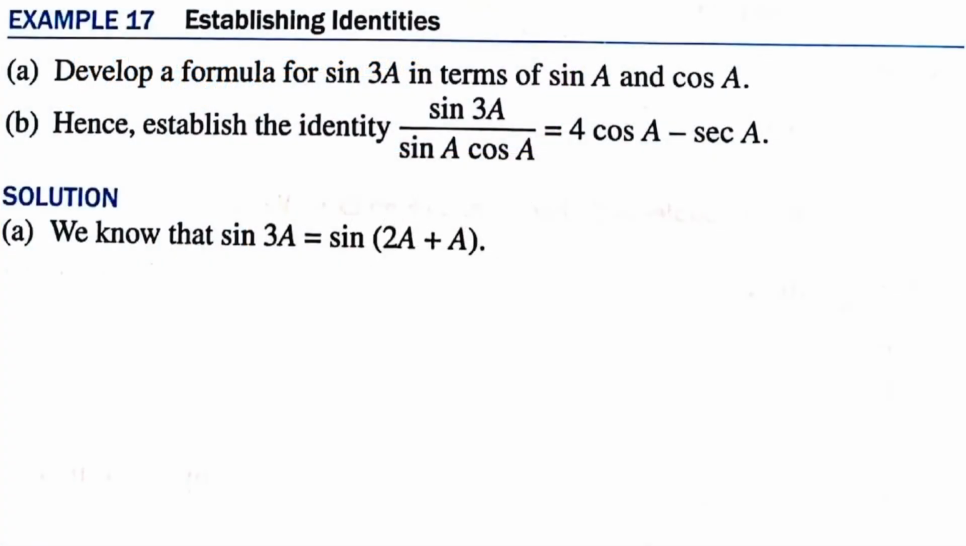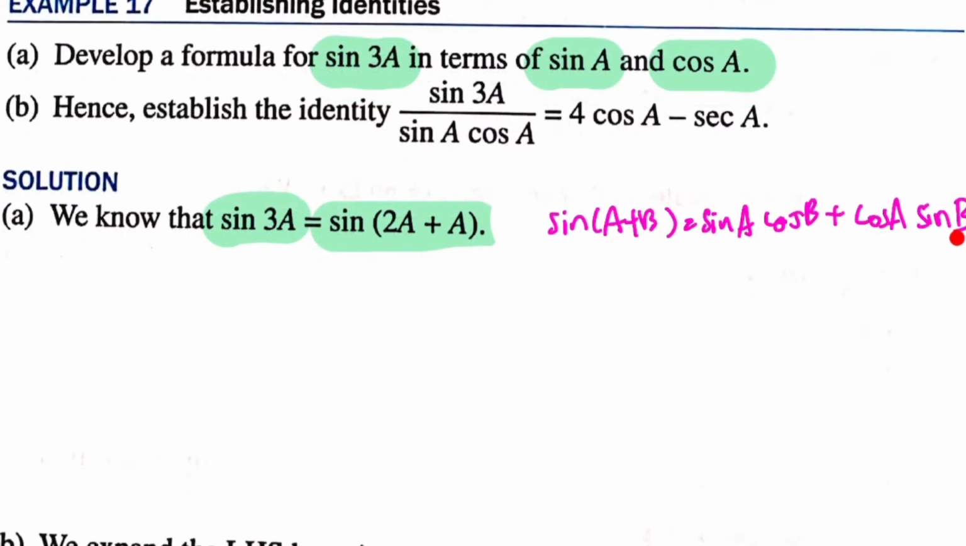Let's see question 17 on establishing identities. The first question said, develop a formula for sine 3A in terms of sine A and cos A. We know that sine 3A is equal to sine (2A plus A). So let's just play around with the value of the angle. Now let's open up using the formula for addition. So this is the formula for addition. Let's apply the formula here.